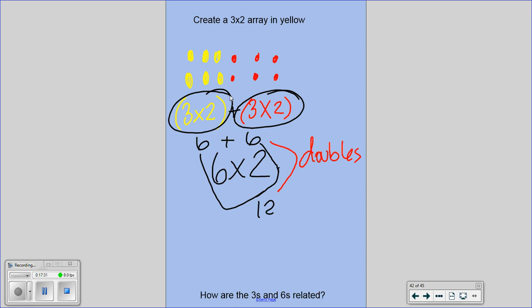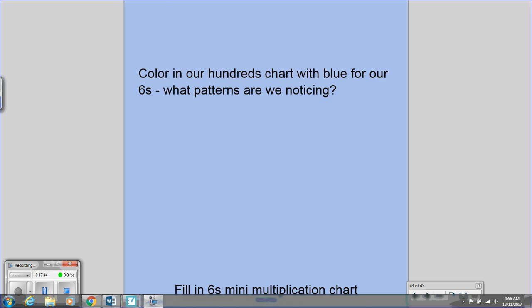Alright, let's see if we can prove that 3s are my doubles on my hundreds chart. Go ahead and get out a blue crayon. So we're going to prove that our 3s are doubles for our 6s. We will know if that's true because on our hundreds chart it'll go yellow and then green blue, yellow, green blue, yellow, green blue, yellow, green blue. That's the pattern we're looking for. If we see that pattern, we know for a fact that our 3s are doubles for 6s. I'm going to get out a green since my markers will change color, but you just need a blue.